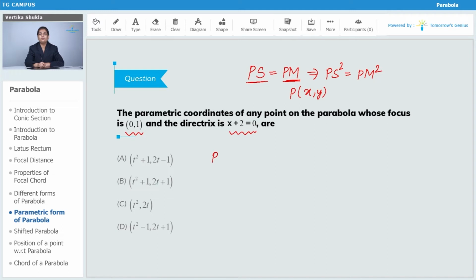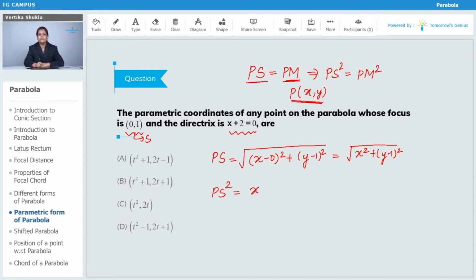Now let us see what the PS distance will be. This point is S and this point is P. The distance between two points can be calculated using the distance formula. So the distance PS will be equal to the root of (x - 0) whole square plus (y - 1) whole square. This will give you the root of x square plus (y - 1) whole square. If this is the distance PS, then PS square will become x square plus (y - 1) whole square.